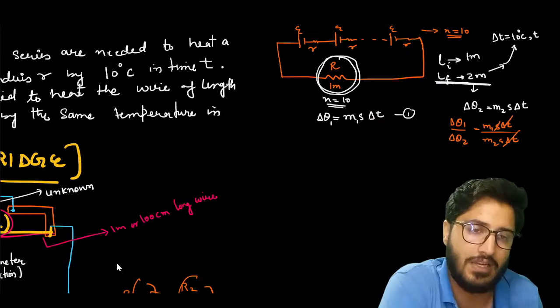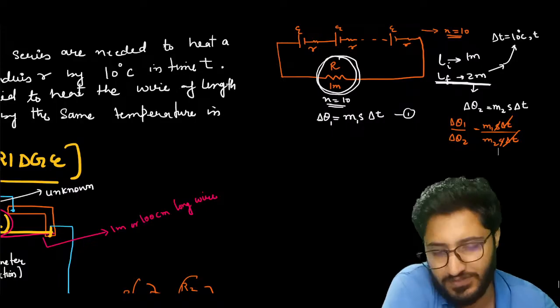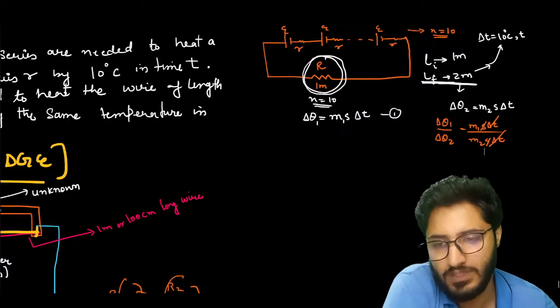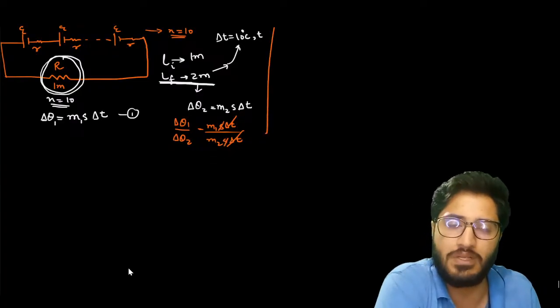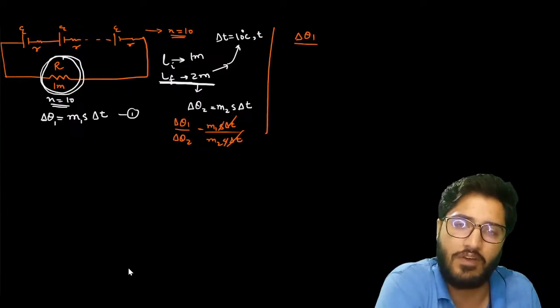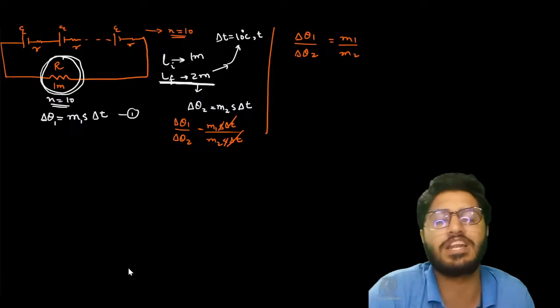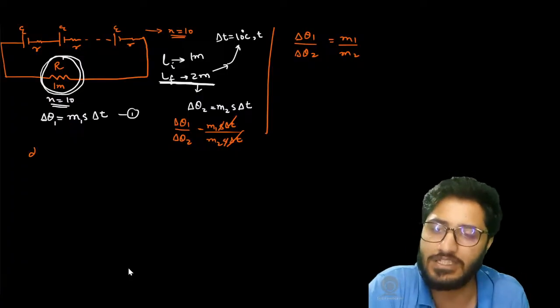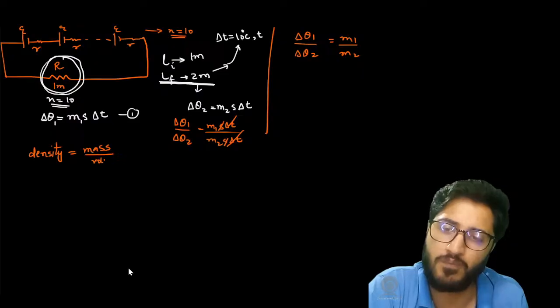Same temperature, s cancels out. So what do we have now? We have this particular equation. This is a good numerical. We are merging 11th and 12th topics. Look now. So my equation came out to be delta theta 1 divided by delta theta 2 equals mass of first one divided by mass of second. Sir, how to find mass of first and second one? For that, we have one relation, that means density. Density equals mass by volume.